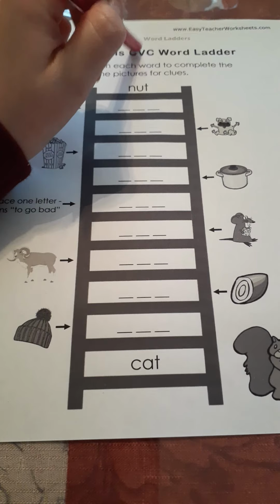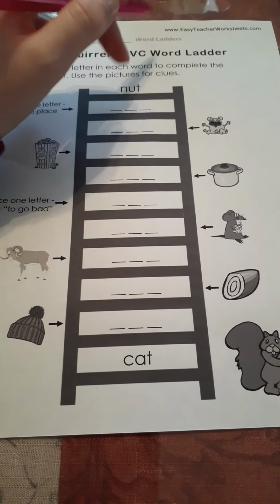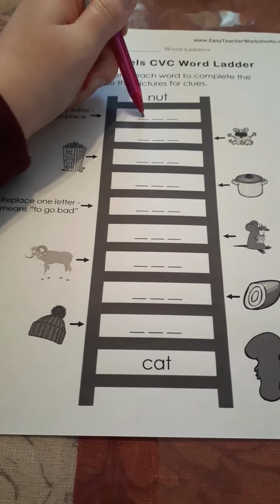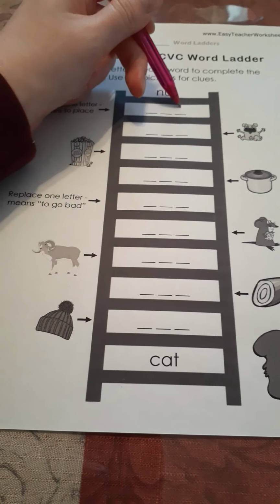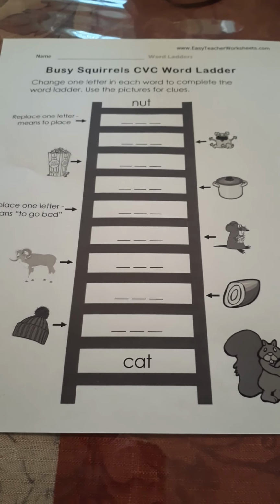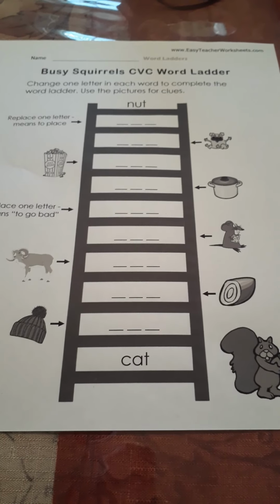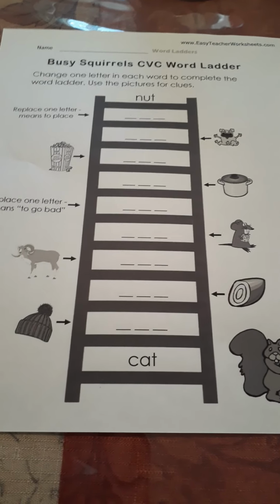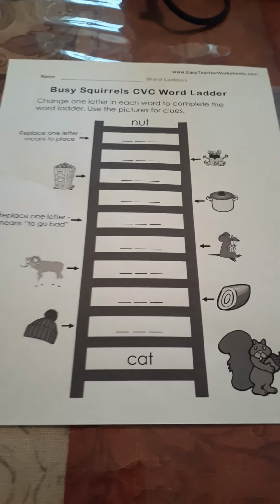Now this CVC, that stands for consonant, vowel, consonant. So that means that each word is going to have a consonant, then a vowel in the middle, and a consonant on the end. The kiddos should be familiar with what that means because we did quite a bit of practice with that before all this quarantine stuff started. So that part should be something your kids are fairly familiar with.